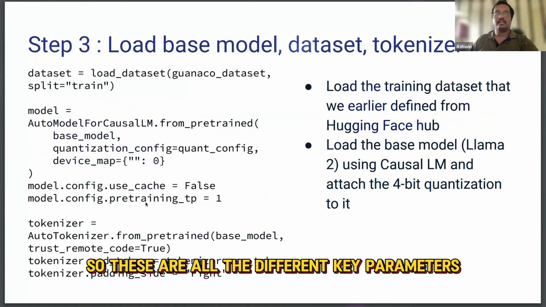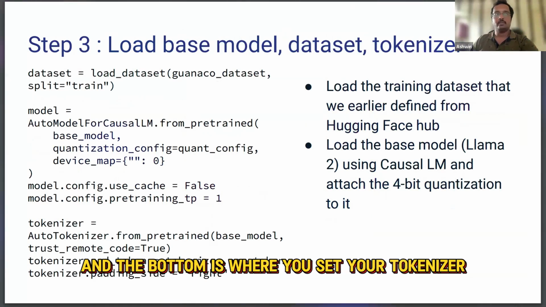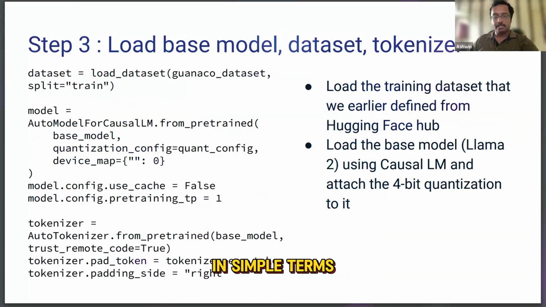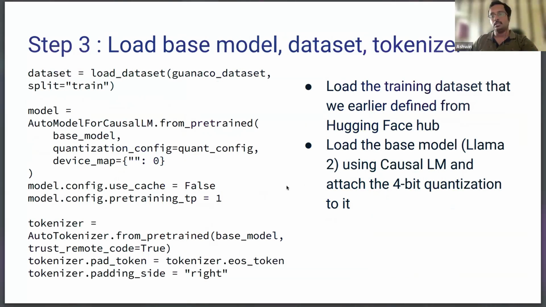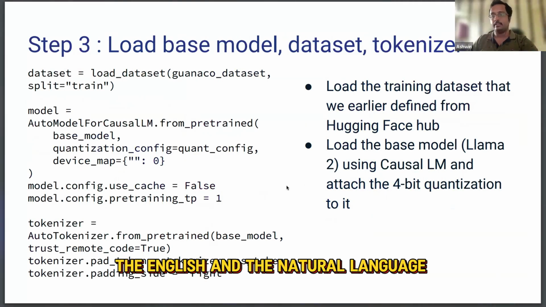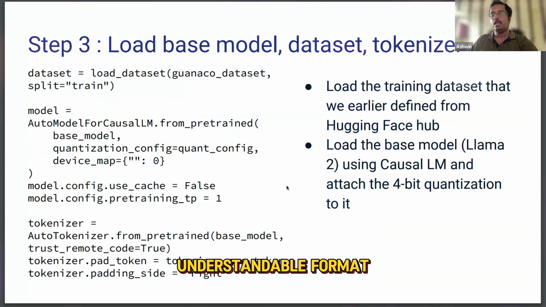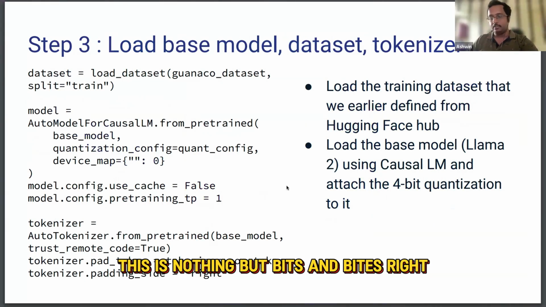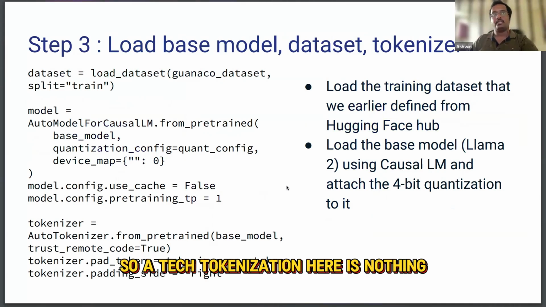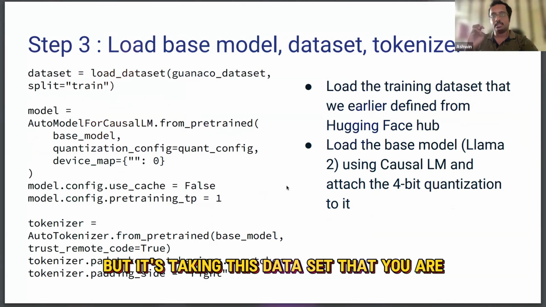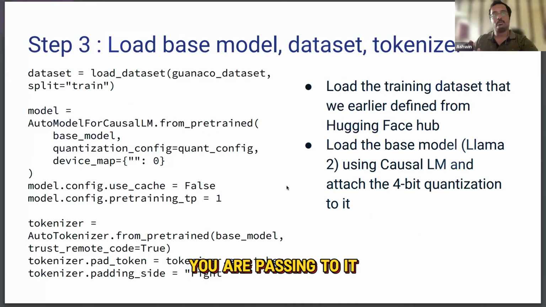So these are all the different key parameters, and at the bottom is where you set your tokenizer. In simple terms, a tokenizer is converting the English and natural language into a machine-understandable format, which is bits and bytes, right? We typically call them vectors. So tokenization here is taking the dataset that you are passing to it, and it is going to tokenize it.